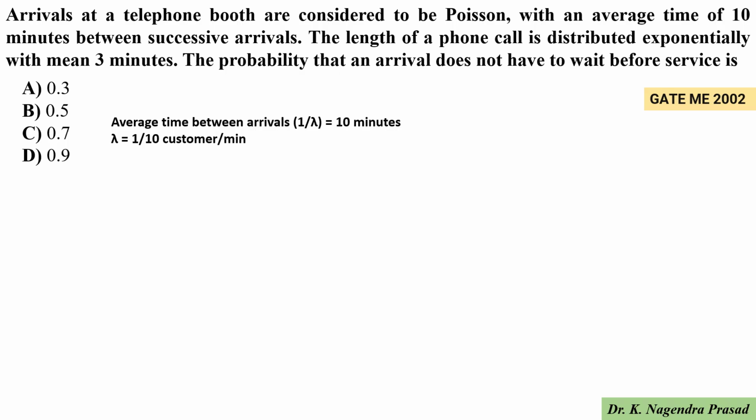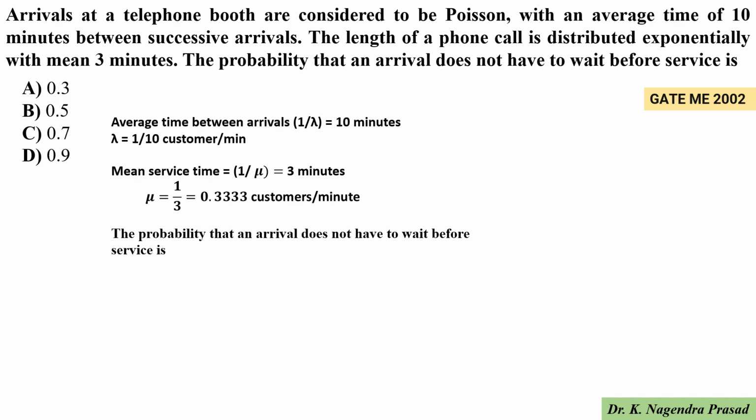The length of a phone call is distributed exponentially with mean 3 minutes. So it is given the mean service time, 1 by mu equal to 3 minutes, then mu equals 1 by 3, which means 0.33 customers per minute. So we know lambda value and mu value. Then you have to determine the probability that an arrival does not have to wait before service.